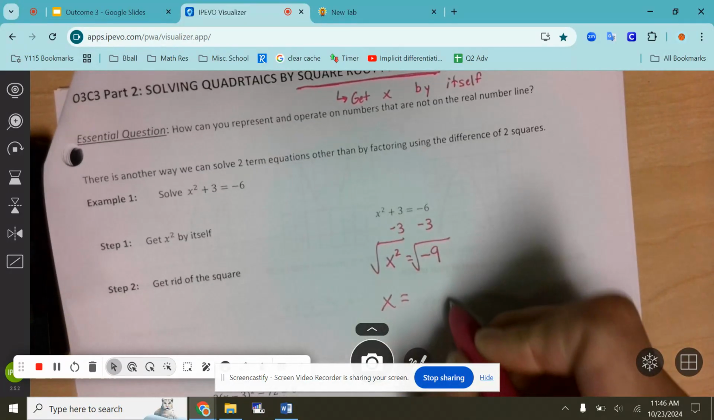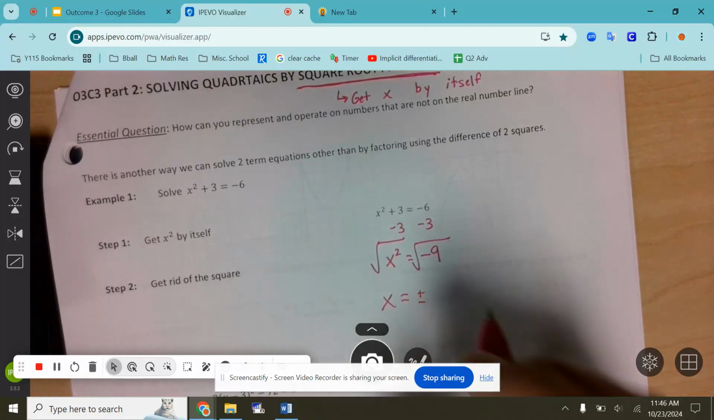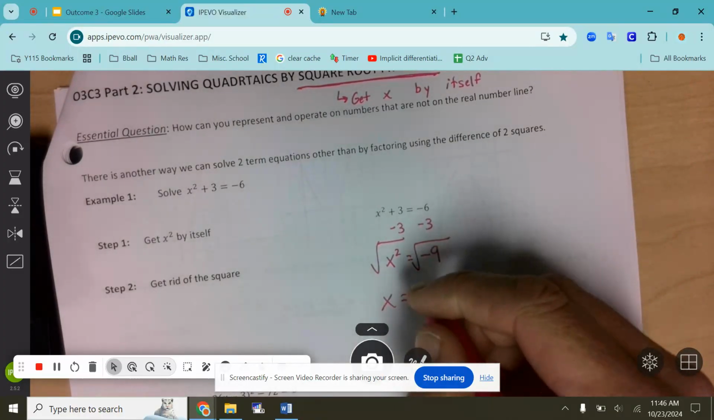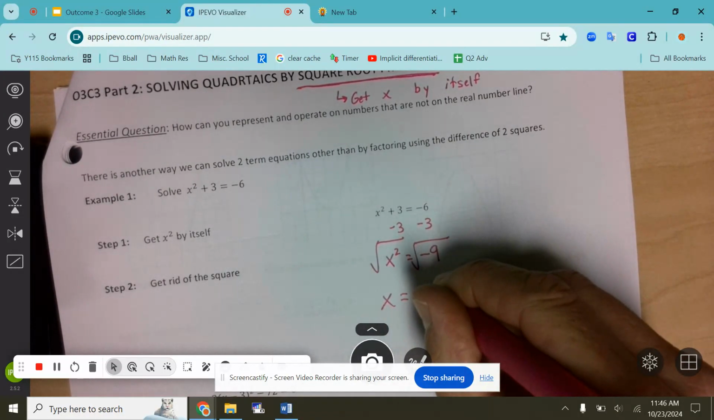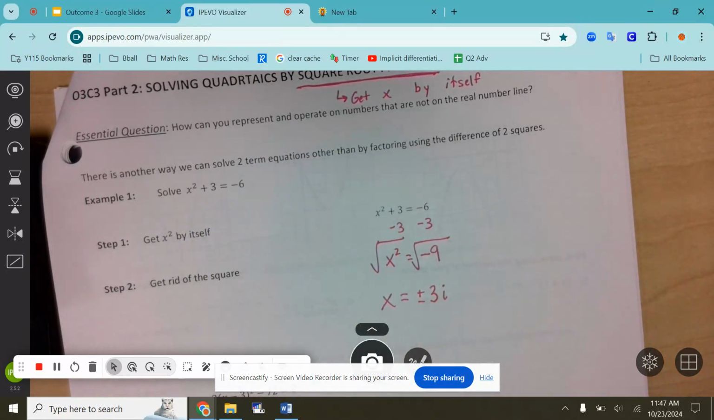I said when I square root both sides, that gives me a plus or minus. And now just apply your skills. Square root of 9 is 3. And because it was negative, that means our answer is going to have an i in it. Okay. Example 2 is more of the same.